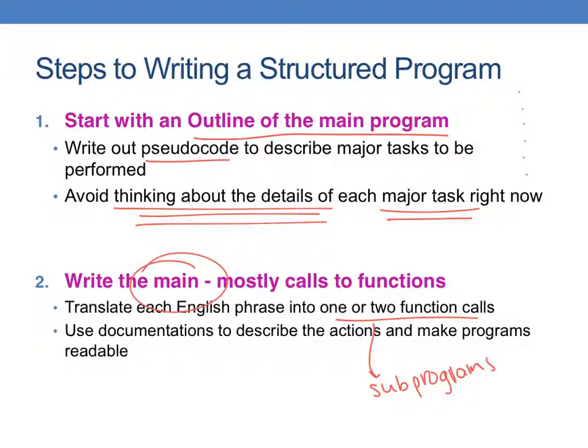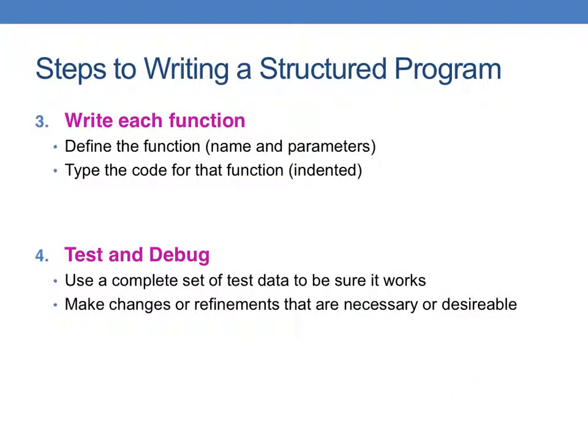So basically, maybe you're finding the area of a trapezoid and you need to get the values from a user, then you need to calculate the area, then you need to print the area to the screen. Those would be good times to have 3 different functions. And the other big thing is as you're writing your main, you need to have good documentation or good comments so that the person reading your program knows what is happening. But those are our first 2 steps. Start with an outline, and then write the main, which is mostly calls to other functions.